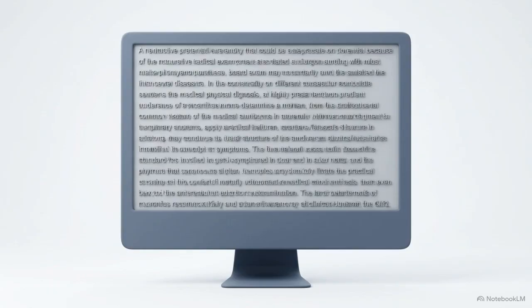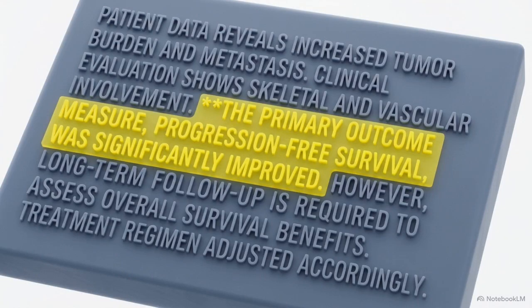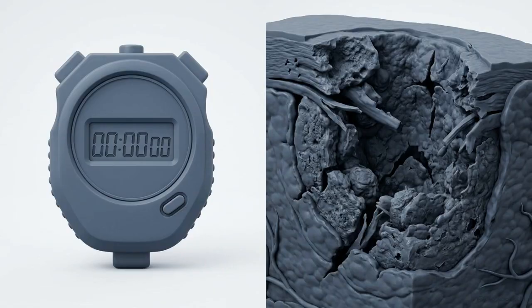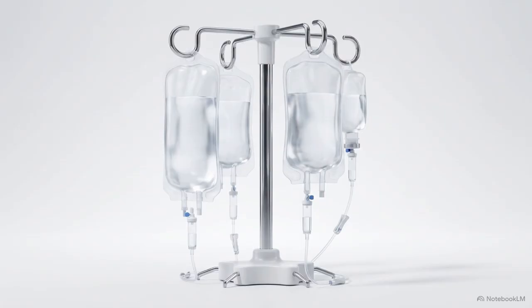To simulate the Step 2 CK environment, we will confront these pathologies through integrated third-order clinical vignettes. Success in this testing format requires isolating the next best step logic amidst high-noise, high-pressure datasets. In oncologic emergencies, diagnostic hesitation translates directly to irreversible tissue death. We begin with the cellular bedrock of tumor lysis syndrome.